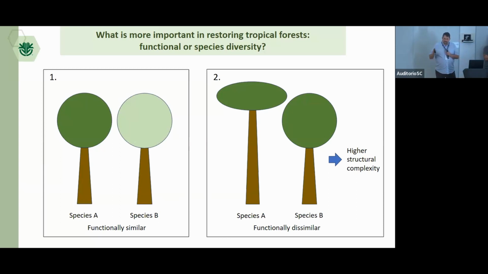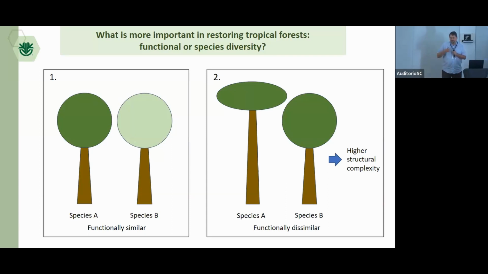And so functionally similar species, the likelihood that they're going to compete with each other in a restoration program are higher compared to functionally dissimilar species. In other words, functionally dissimilar species more likely will complement each other. And I think this has major implications because obviously we want to invest our money wisely.